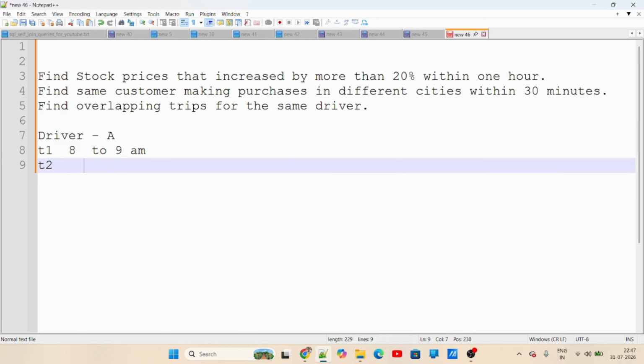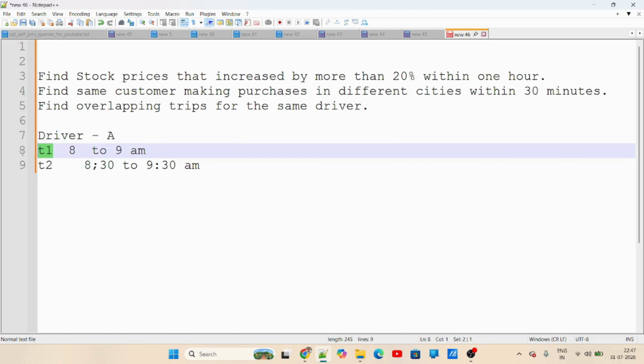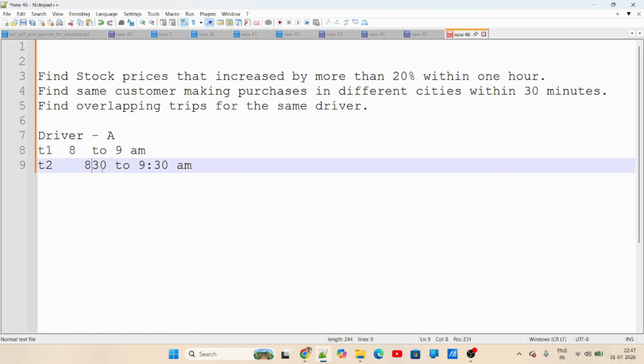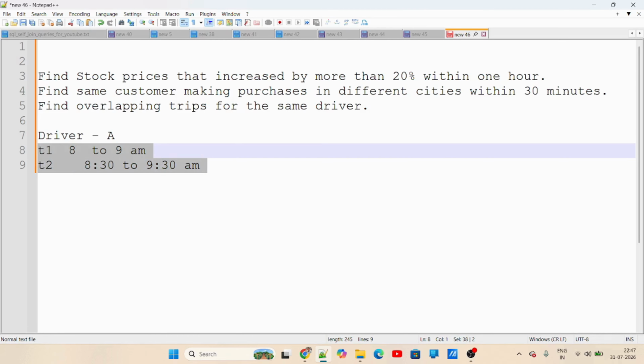And then it is like this, 8:30 to 9:30 a.m. So this is overlapping, right? Here trip 1 is still running, and then we already have trip 2 for the driver A. So this is overlapping condition.